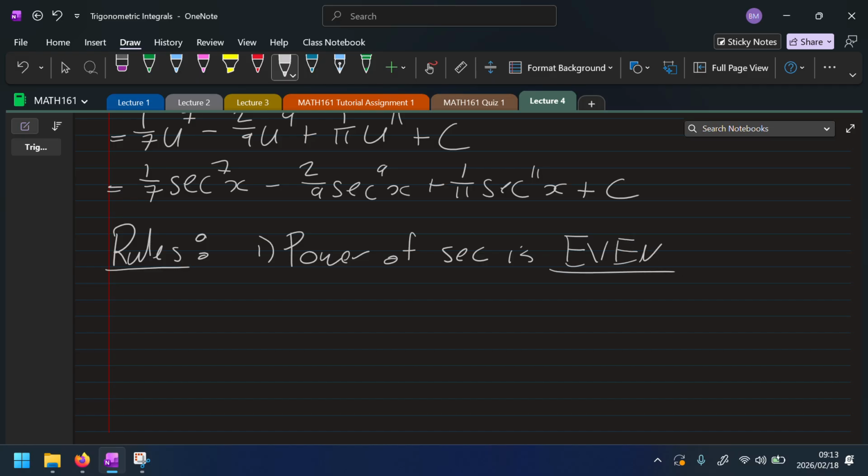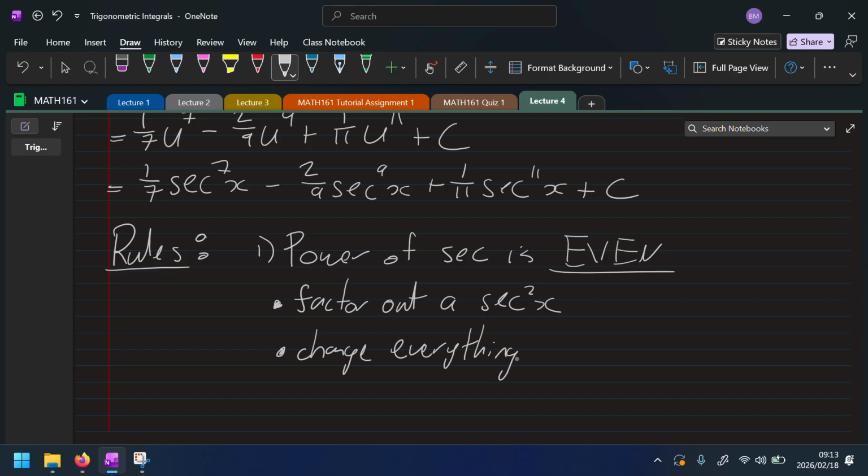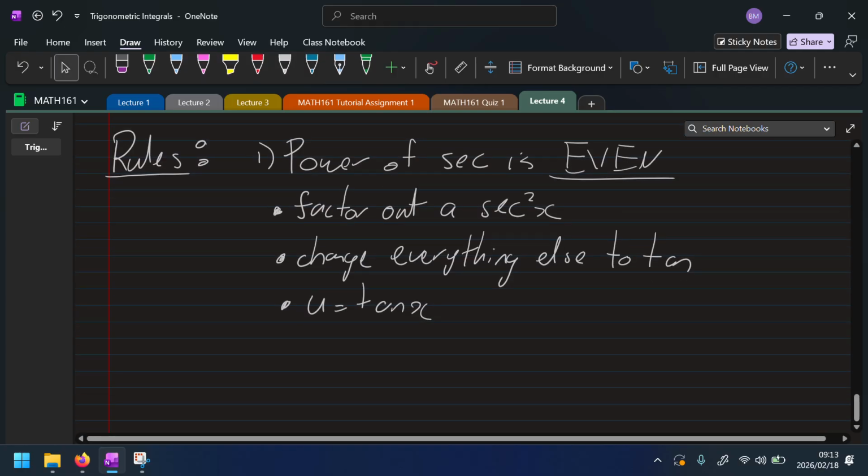Okay, so what did we do? We took out a sec squared, we changed everything else to tan, and we said u equals tan. So factor out a sec squared. Change everything else to tan. And finally, we say u equals tan. Why? Well, because if u equals tan, then du is sec squared. So it matches up.